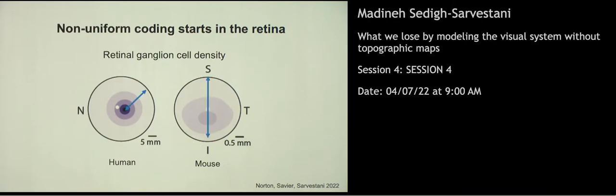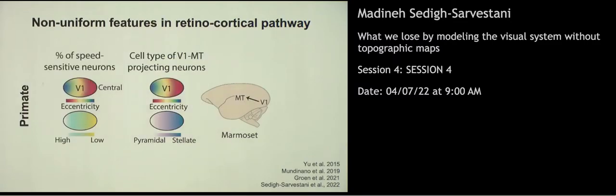For rodents and some other small animals, there's not such a clear central-peripheral distinction, but there is a dorsal-ventral axis difference, so the upper and lower portions of the visual field seem to have different properties. And as you might imagine, some of these differences that originate in the retina are preserved or even enhanced as we get to the cortex.